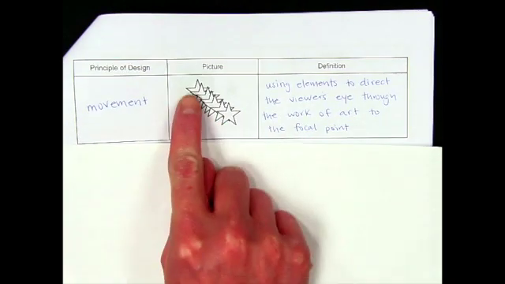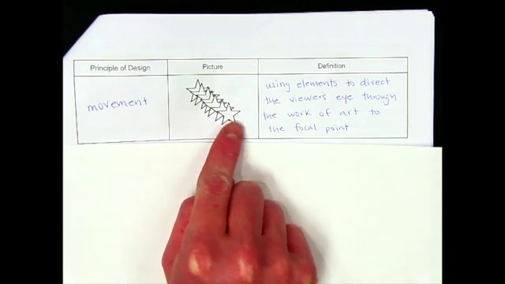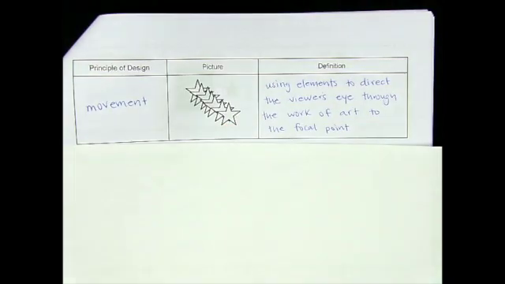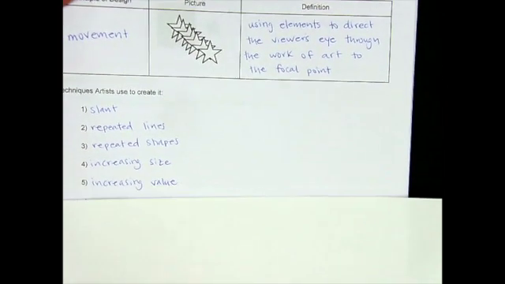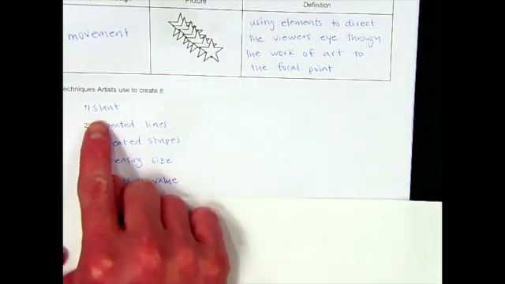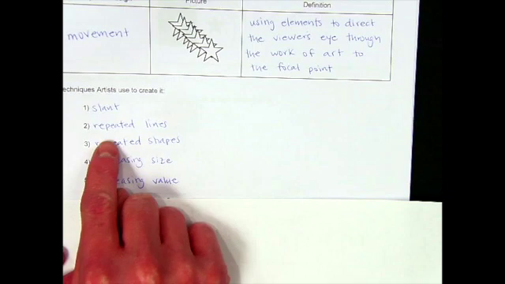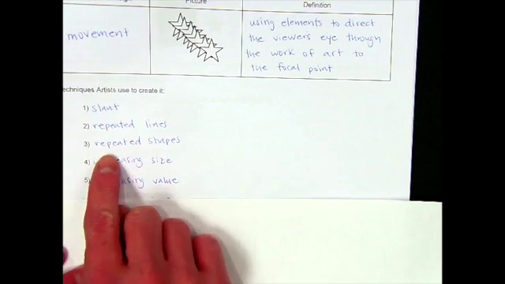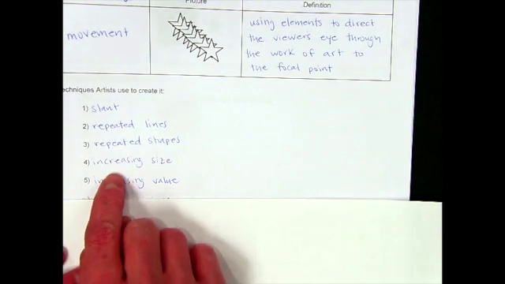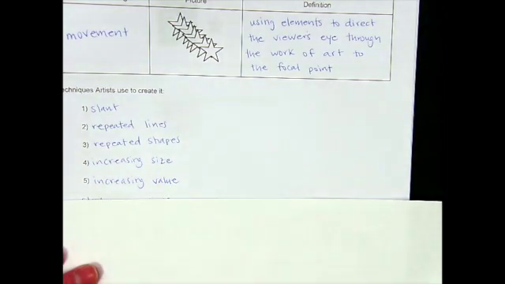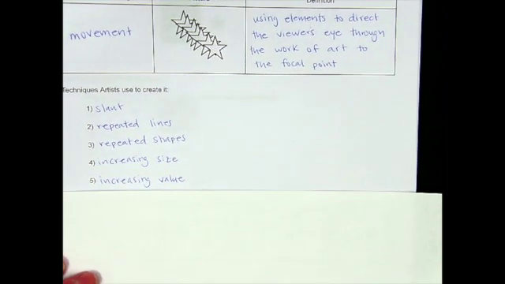So my eye starts up here and it goes down here to the last star that I see, the whole thing, which is the focal point of this artwork. So how do artists create movement in their artwork? They're going to do it by having things on a slant, by having repeated lines, repeated shapes, increasing size, or increasing value. Okay, let's look at some movement in real business logos.